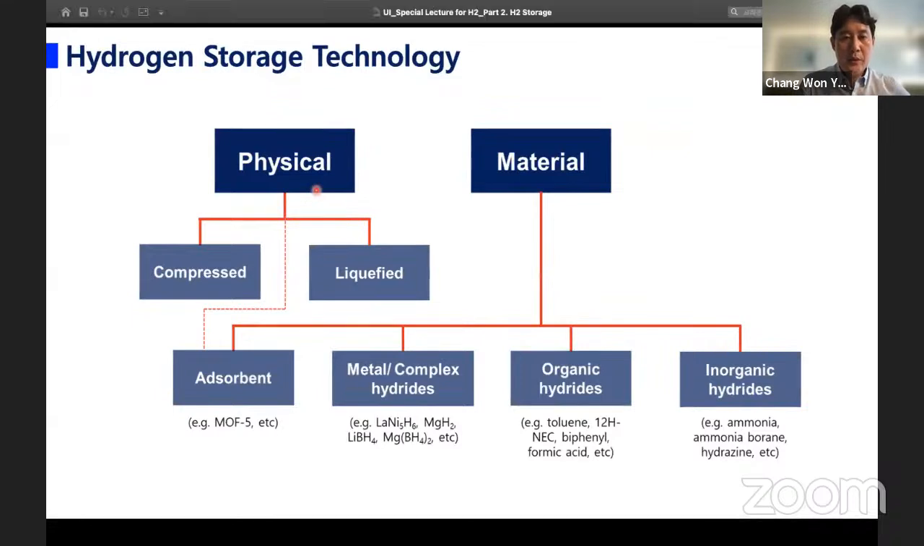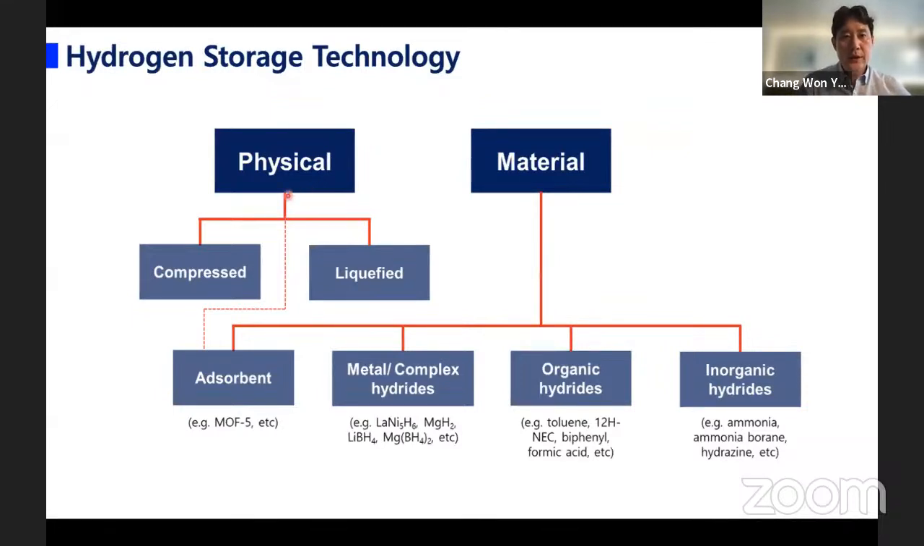We categorize the hydrogen storage technology like this. The first method is physical hydrogen storage, and the second method is materials-based hydrogen storage technology. For physical hydrogen storage, the most representative commercial technologies are compressed hydrogen storage and liquefied hydrogen storage. For material-based hydrogen storage, we can use adsorbents, such as metal organic frameworks.